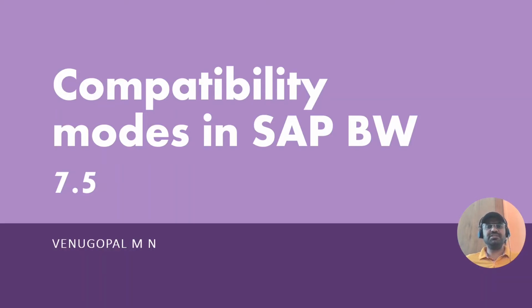As part of this session, we will see compatibility modes in SAP BW 7.5 onwards. As you are aware, most of us are working in an existing BW system or BW landscape, wherein most of the clients were on non-HANA systems, like they might be using a different database other than HANA earlier.